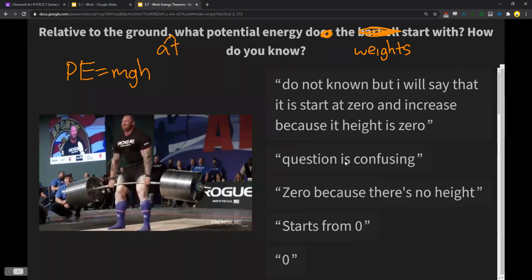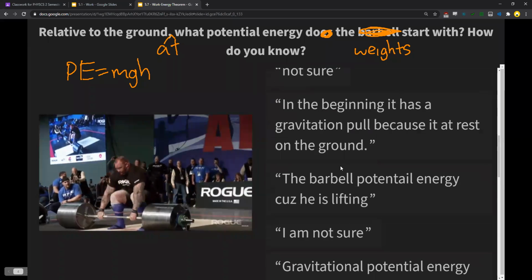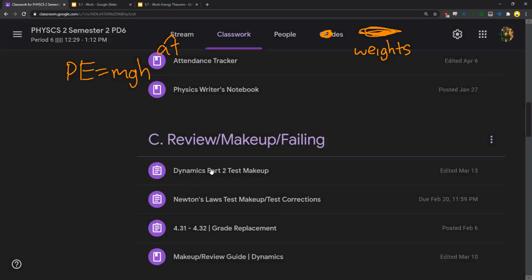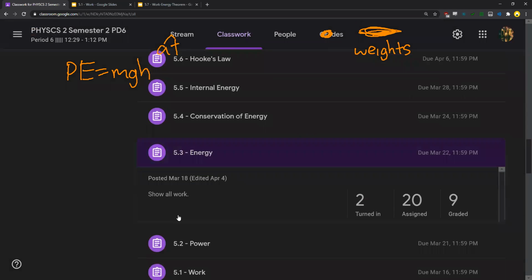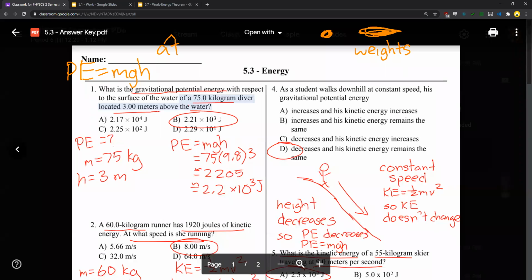Question is confusing. Don't know. This is very worrisome, mainly because in 5.3, we did questions on this.